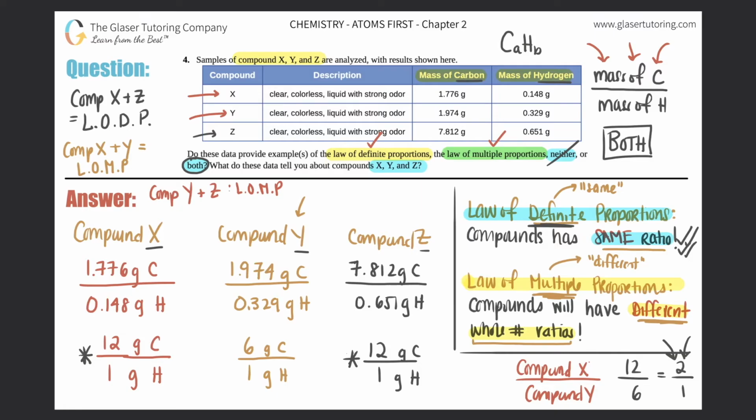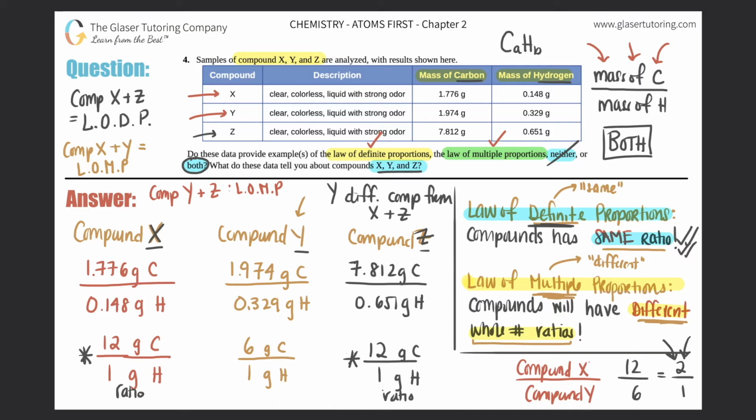And now it says, what do these data tell you about compounds X, Y, and Z? Okay. So technically, since X and Z have different ratios than Y, right? X and Z had 12 versus Y had 6. Y is a completely different compound. So I'm just going to say Y is a different compound from X and Z. But now, do we know that X and Z are the same compound, right? X and Z? We know that the ratio is the same, right?